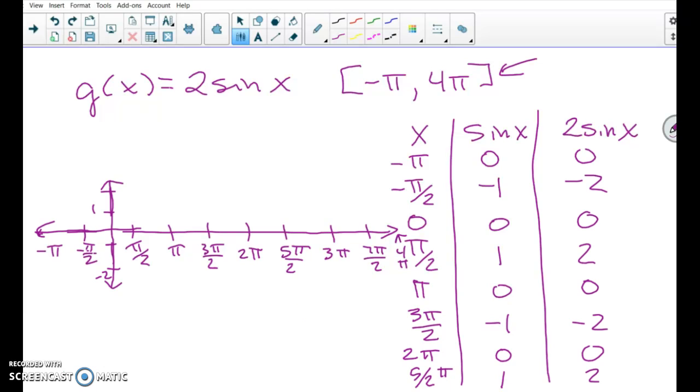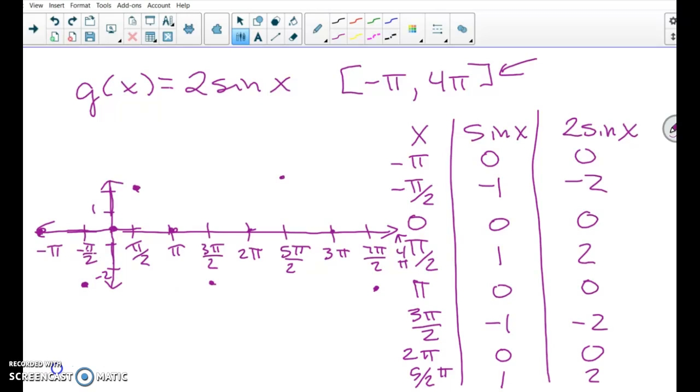So we're going to start plotting some of these values at negative pi. 2 times 0 is still 0. At negative pi halves, we're at negative 2. And then we bounce back up at 0 to 0. At pi halves, we're at positive 2. And we can see that the cycle is starting to play out. At pi, we're back to 0. And down to negative 2. And up to 0. And up to 2. And we can carry this on, or we can just understand what's going on.